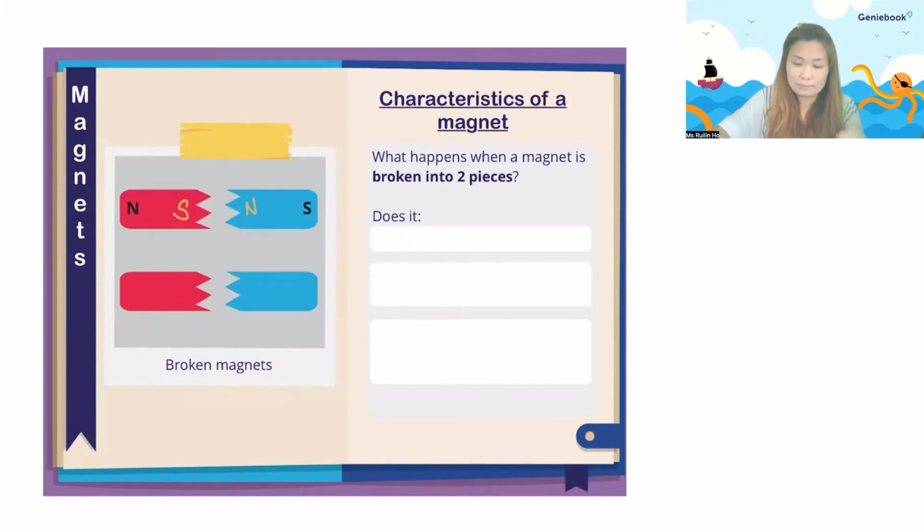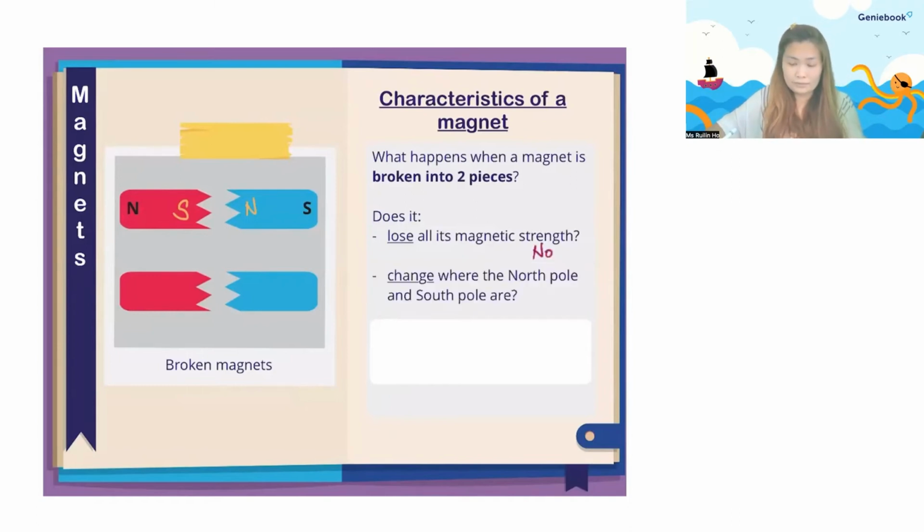So what happens when you break a magnet into two pieces? Does it lose all its magnetic strength? This would be a no. It doesn't lose all its magnetic strength. Will it change where the north and south pole are? No. The north and south pole remain where it is, just that you're going to have new ones over here.